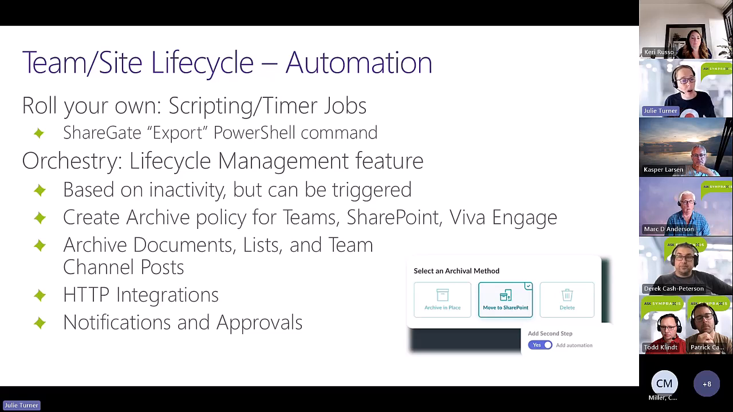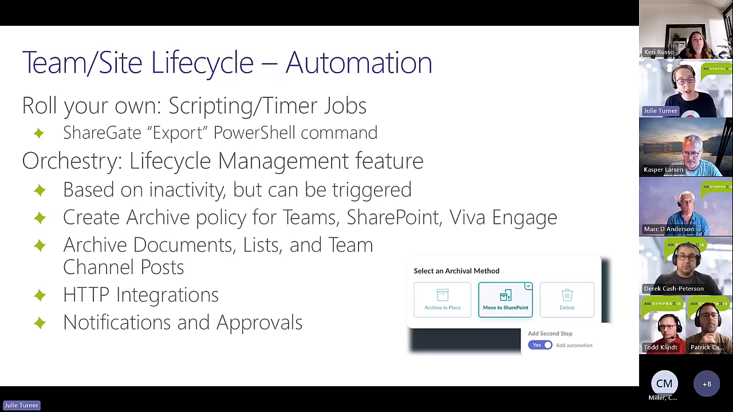You could create those archive policies for Teams and SharePoint and Viva Engage, which is the new name for Yammer. I say that new like it's new, but it isn't new. It's new old, and I just can't remember it, so it's new to me. You archive documents, lists, Teams channel posts, a bunch of stuff there. So it's a very robust third-party solution. Again, I mentioned there's HTTP integration, so you can then run your own custom code, which can be so useful, and it has notifications and approvals.